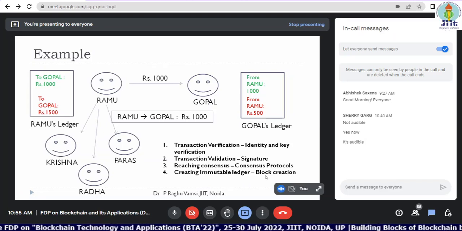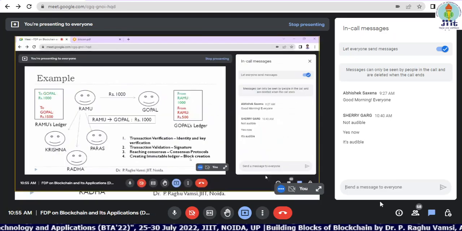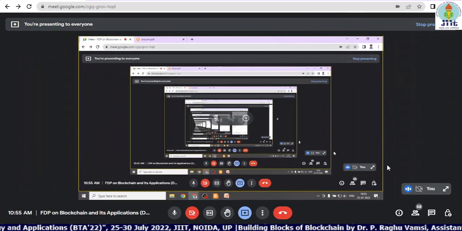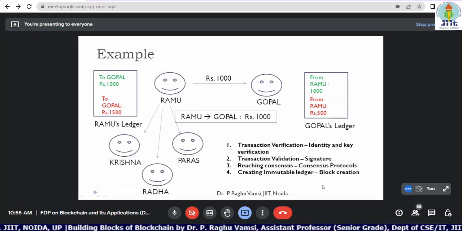So how much period of time? It will vary from blockchain framework to blockchain framework. For example, in the case of the Bitcoin blockchain, a block will be created every 10 minutes. That means the blockchain network will wait for 10 minutes. In those 10 minutes, whatever transactions are generated, all those verified transactions will be added into the block and the block will be created.